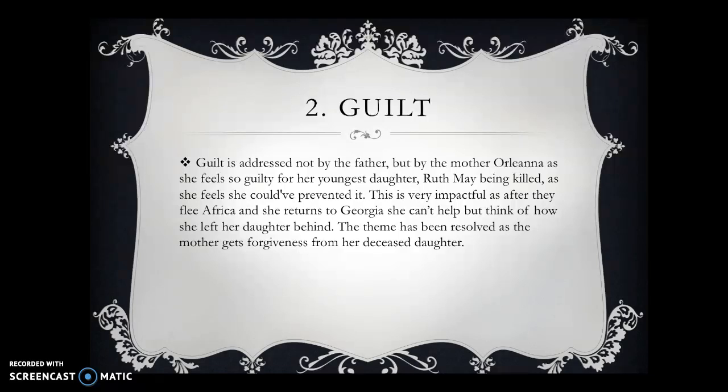Another theme presented was guilt, addressed not by the father but by the mother, Orleana. After returning from Africa to Georgia and living in a retirement home, she felt so guilty for her youngest daughter Ruth May being killed, as she feels she could have prevented it. And the theme was resolved near the end as the mother got forgiveness from her deceased daughter.